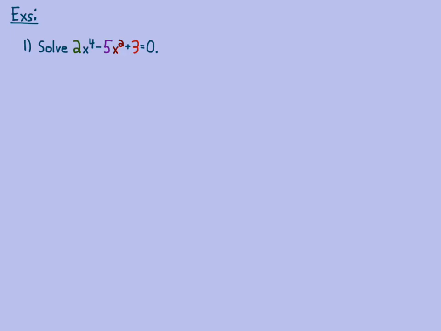So this one here is the common example, right? 2x to the fourth minus 5x squared plus 3 equals 0. Your u is x squared. Now, if you can just do this problem without writing out the u, that's fine. But maybe starting out, you should write out u equals x squared, like that. And then just rewrite it with the u. So now it's a quadratic, and I can solve for u.